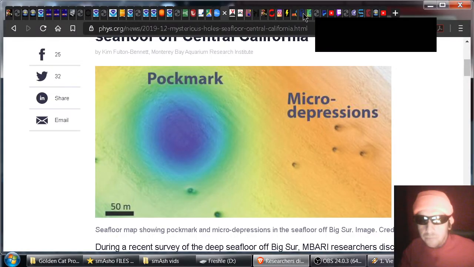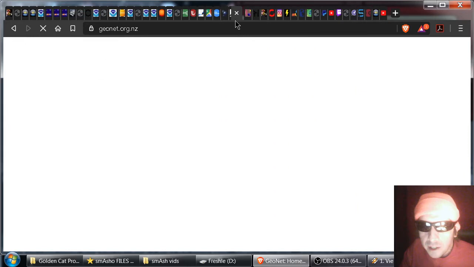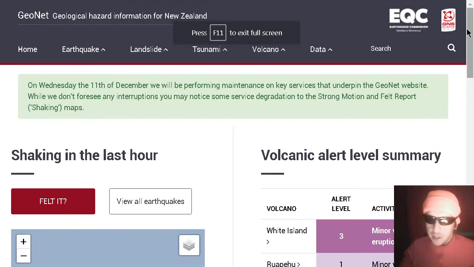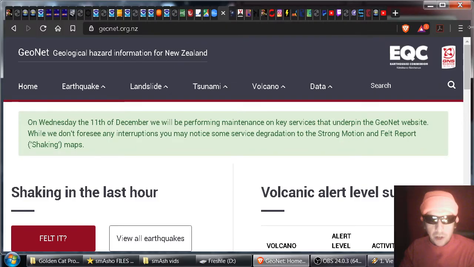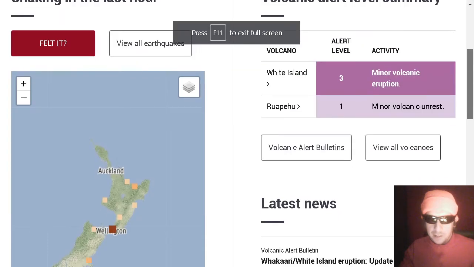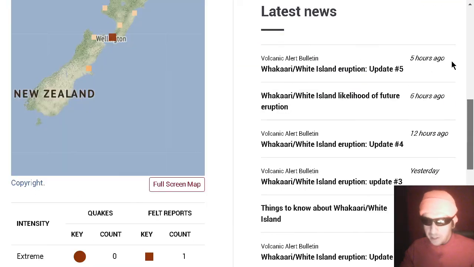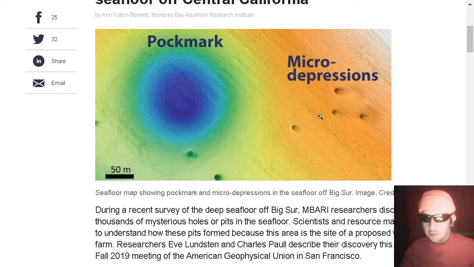If you want to follow the White Island volcano and other New Zealand volcanoes, check out geonet.nz. It'll refer you to geonet.org.nz. And this is probably the most up-to-date information if you want to monitor that. We've linked that in the description also.